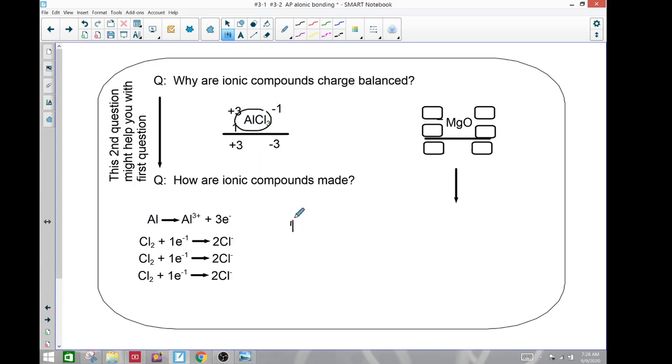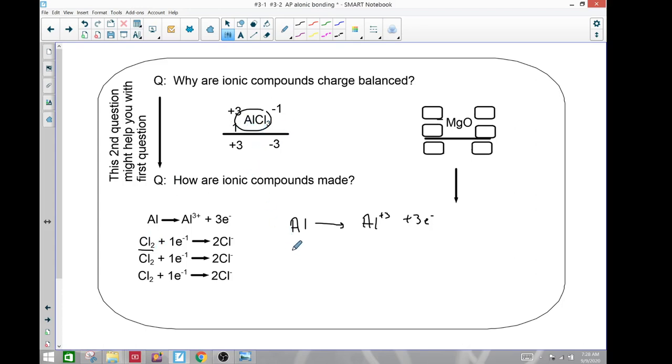Well, we have aluminum. I'm just going to do it like this. Aluminum goes to aluminum plus 3, and this is 3 electrons, by the way. Okay. Now I have chlorine. Now this is the part that makes the math just look a little bit funnier. If this 2 wasn't here, you'd see this proportion come out much quicker, and it'd be much easier.